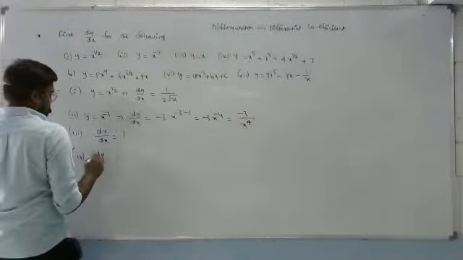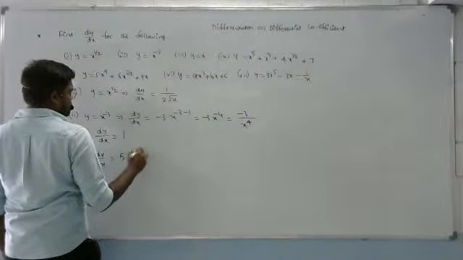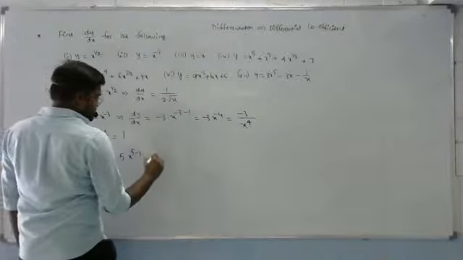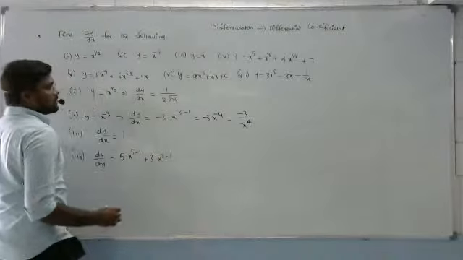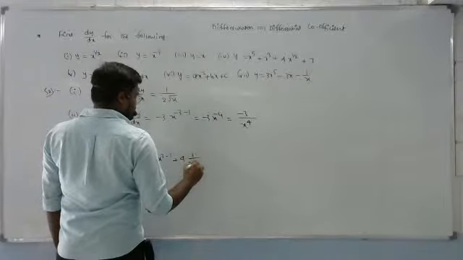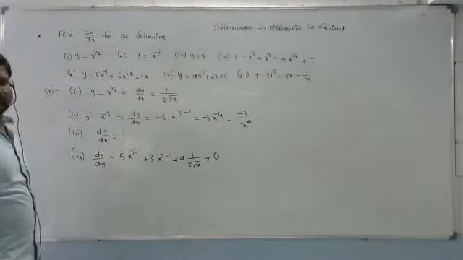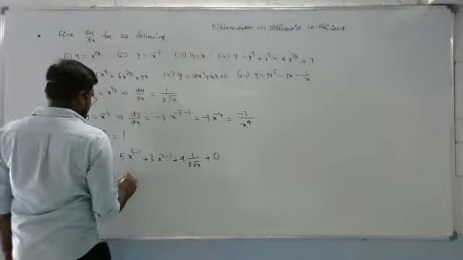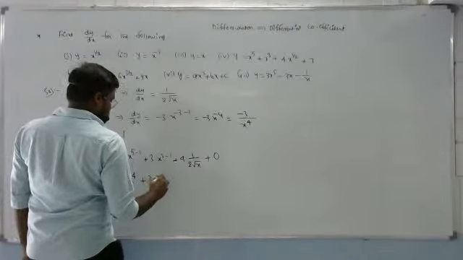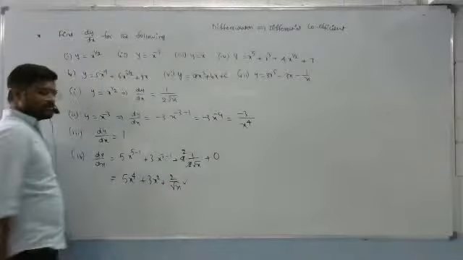Fourth one, dy by dx equal to dy by dx of x power 5, which is 5 into x power 5 minus 1, using n into x power n minus 1, plus 3 into x power 3 minus 1, plus 4. What is differentiation of root x? We'll write directly 1 by 2 root x, plus differentiation of 7, which is 0. Differentiation of a constant is 0. So this will be 5 times x power 4 plus 3 times x square. 2 2s are 4, so this will be 2 by root x.